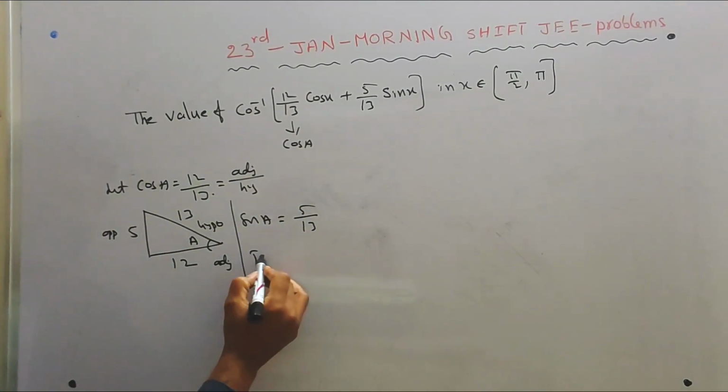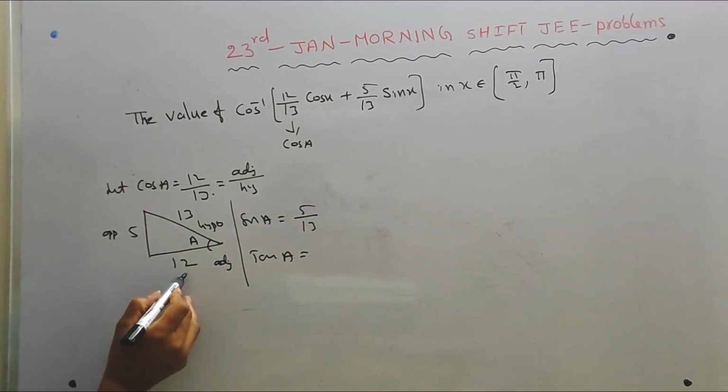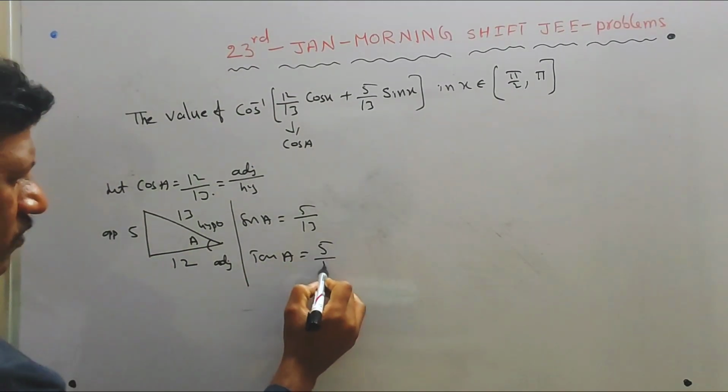What is the value of tan A? Tan A value is opposite by adjacent side. So that is 5 by 12.